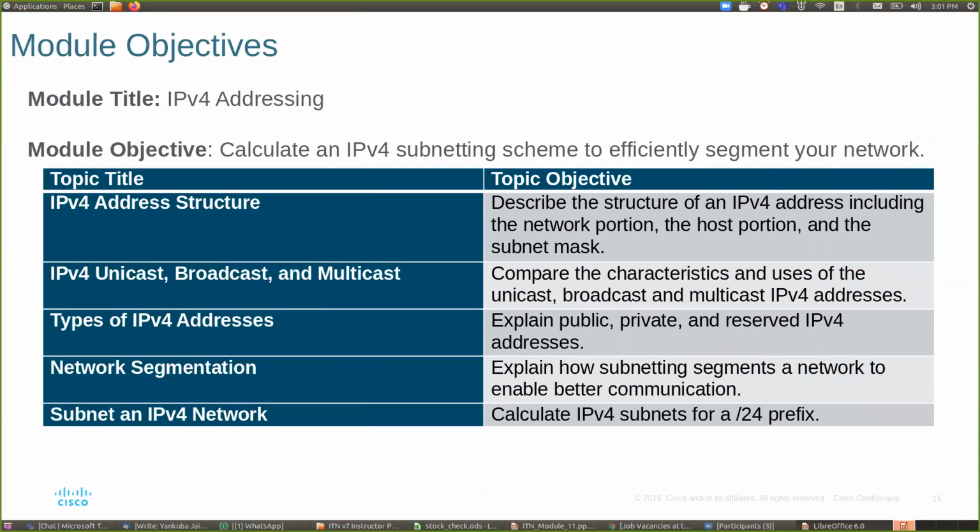So the topics we expect to treat here today are IPv4 addressing structure, IPv4 unicast, multicast, and broadcast, types of IPv4 addresses, network segmentation, subnet, and IP network subnetting. In fact, I think this subnetting alone will take us up to Thursday, okay?